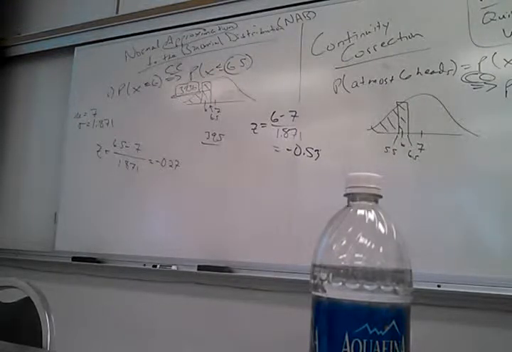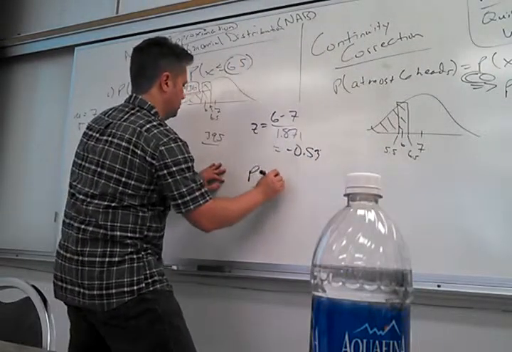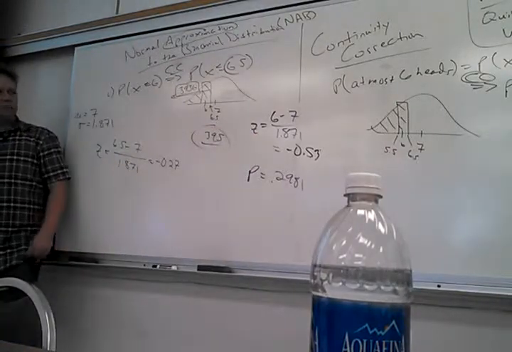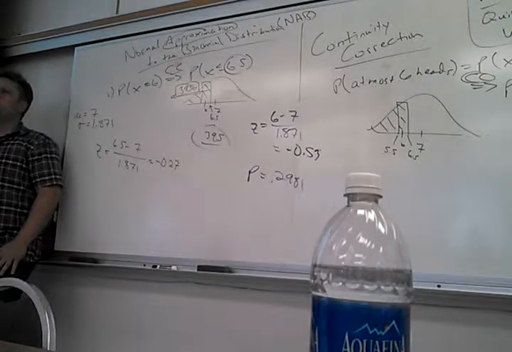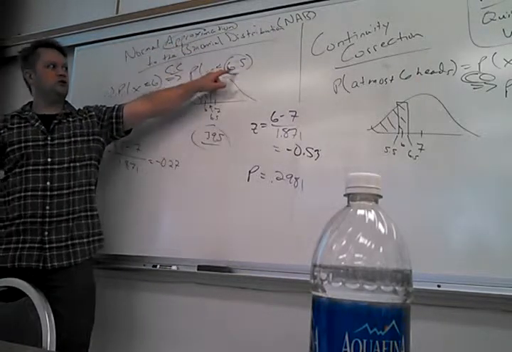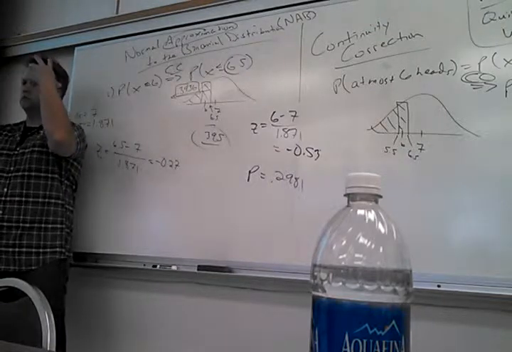So if I forget to do the continuity correction, I get a probability answer of 0.2981. Is that close to what it's supposed to be? It's almost 10% off. To make it a good approximation, I need to do the continuity correction. So I know right now you guys are like, okay, what just happened?